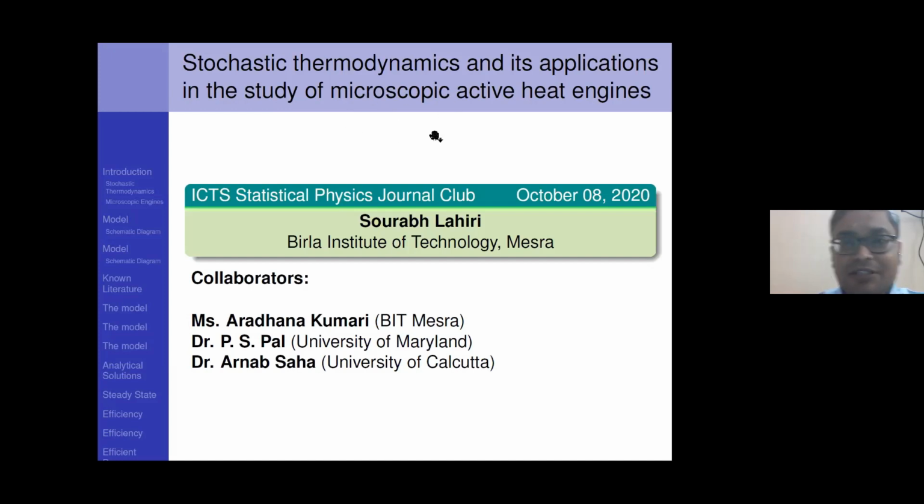This is a topic that is relatively new in the field of non-equilibrium statistical physics, and has attracted the attention of scientists over the past decade or so. There are some new terms which need explanation, like stochastic thermodynamics, microscopic heat engines, and microscopic active heat engines. So we will try to give a basic introduction to these systems as we go along.